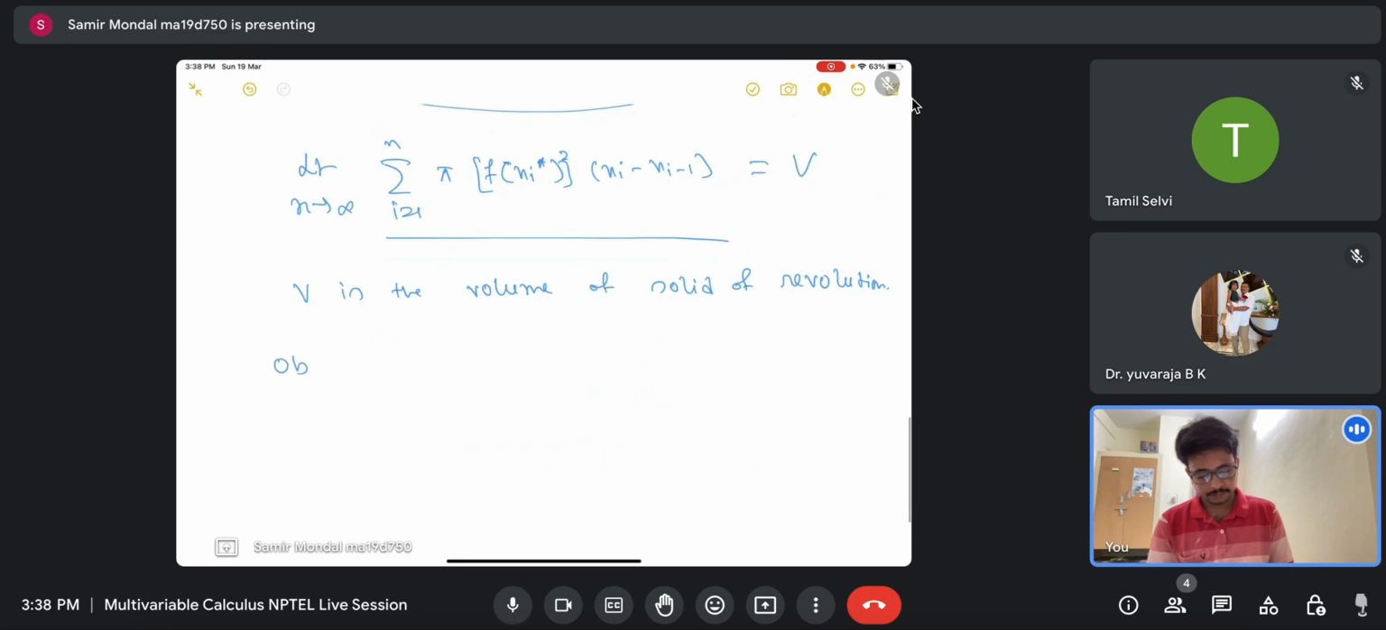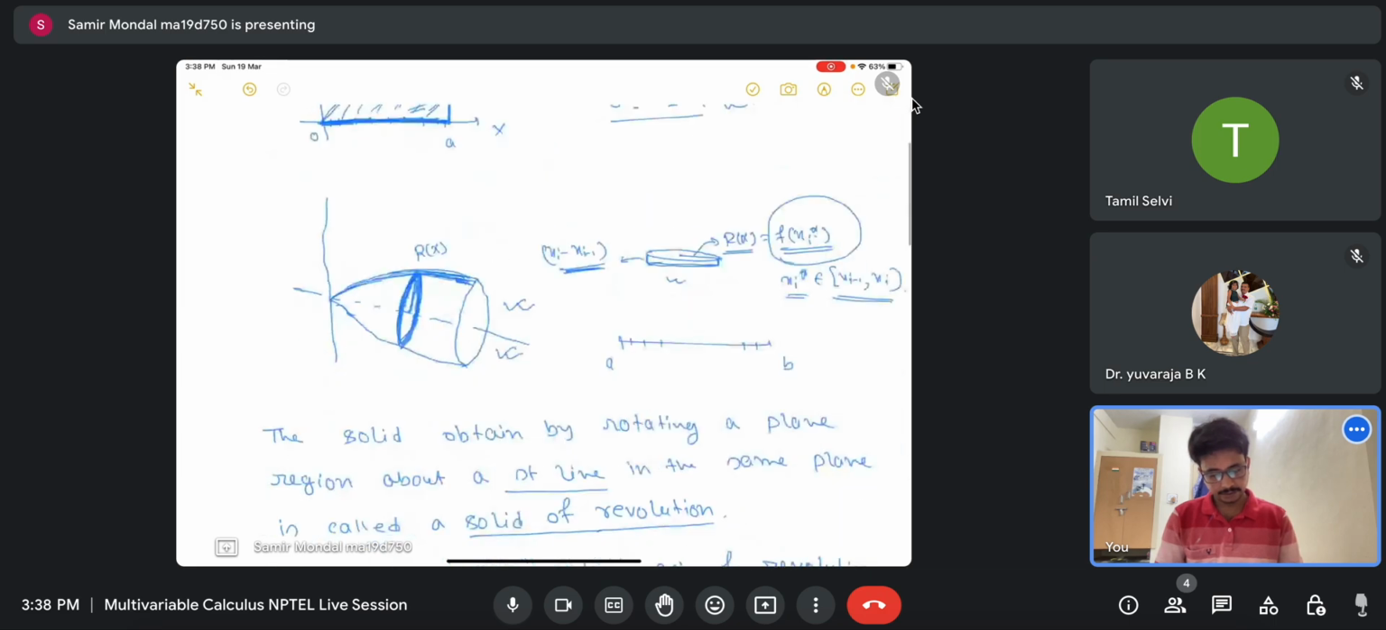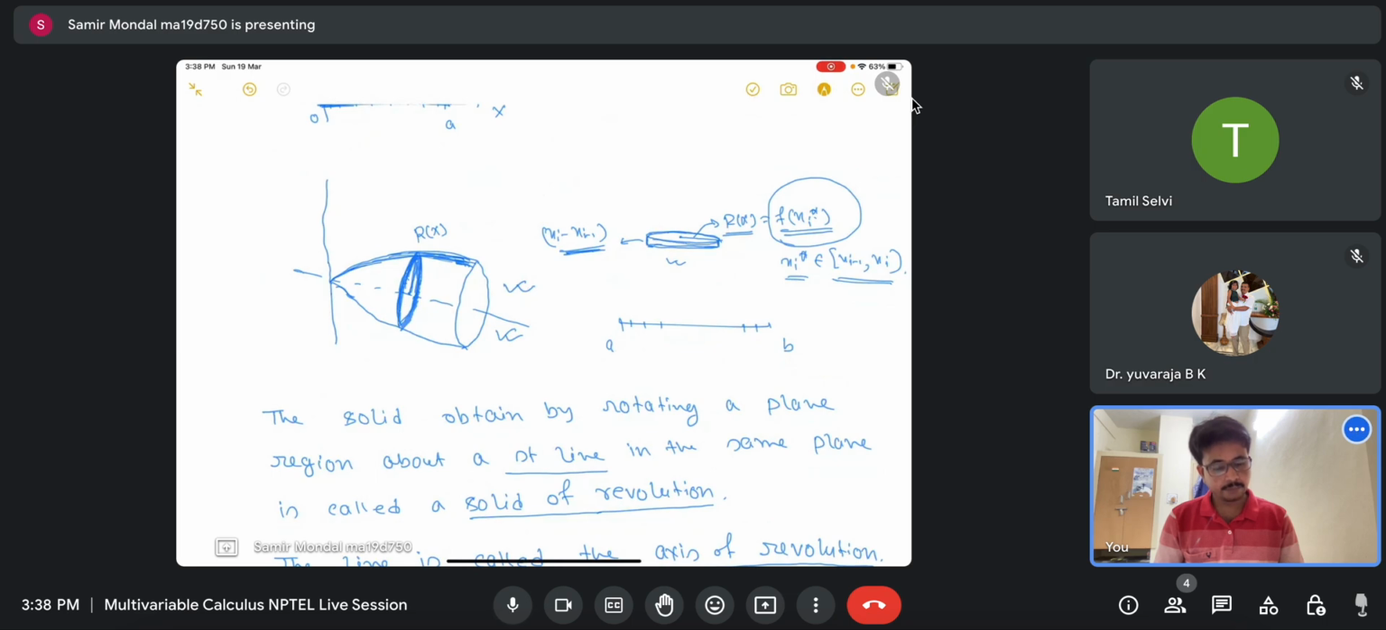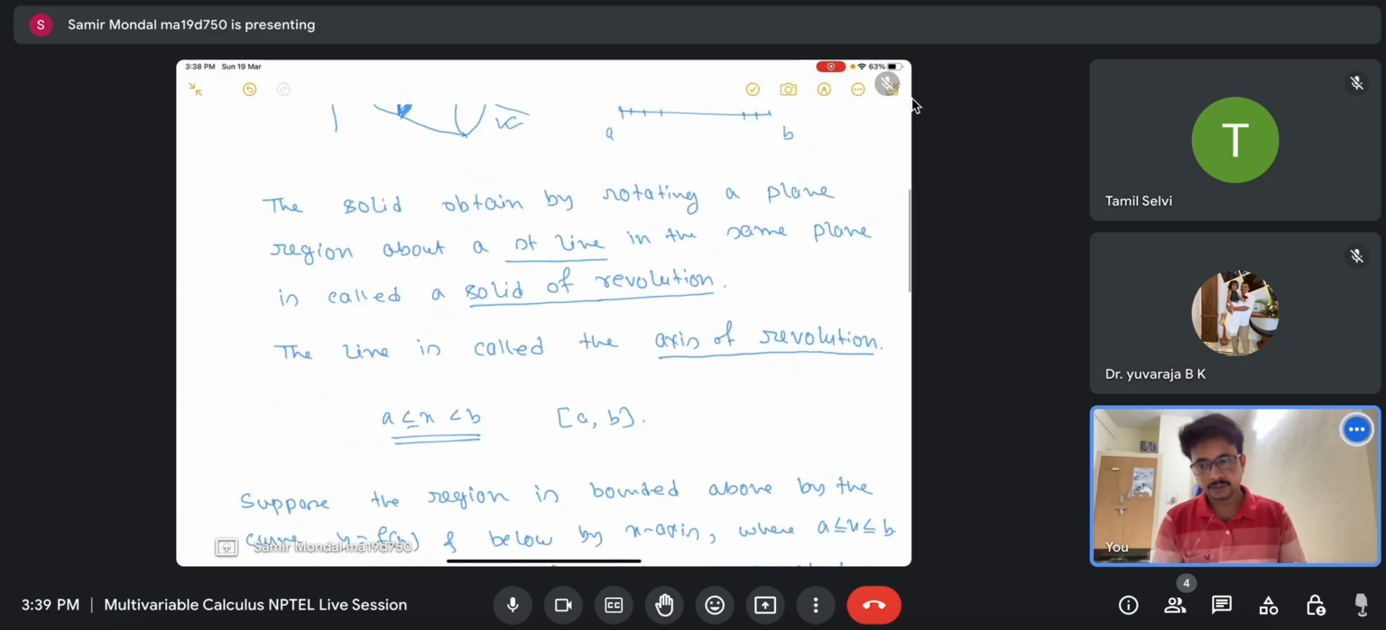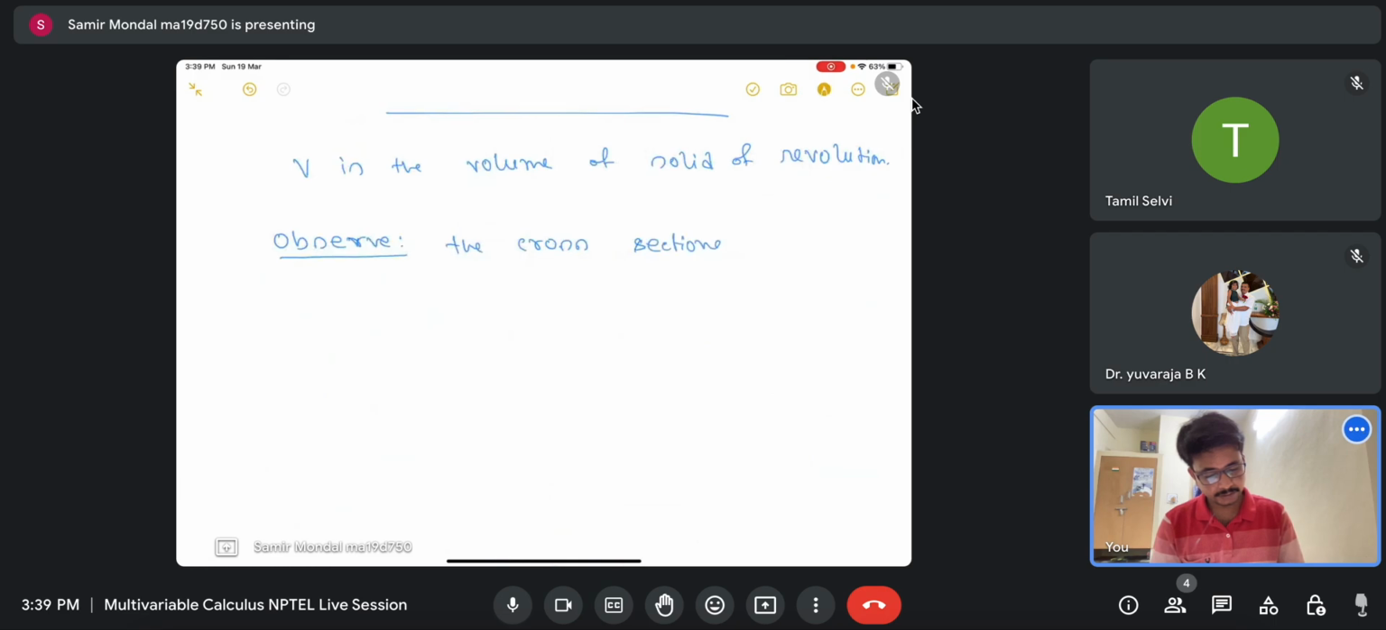Here one thing we can observe: what is the cross-sectional area for x belonging to [a, b]? The area is nothing but pi r square, where r is f of x. The cross-sectional area at x is nothing but pi f of x the whole square.